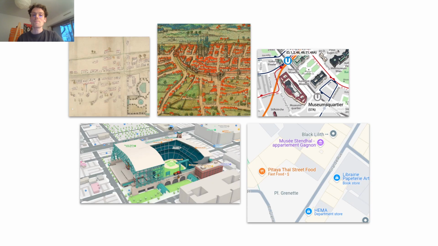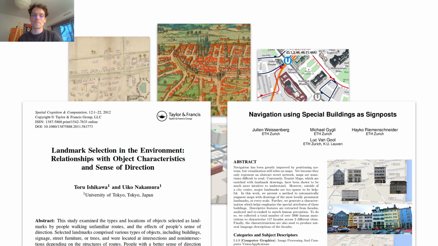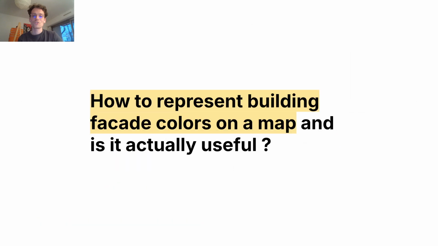Well, we used to represent buildings with quite a lot of detail on all the maps, and nowadays we can still find that sometimes, but only for a few buildings that are represented as visual landmarks. But it's never done in a systematic way. It was shown that landmarks are extremely important for orientation, of course, and that some special buildings can be used as navigation clues. So how to represent building facade colors on a map?